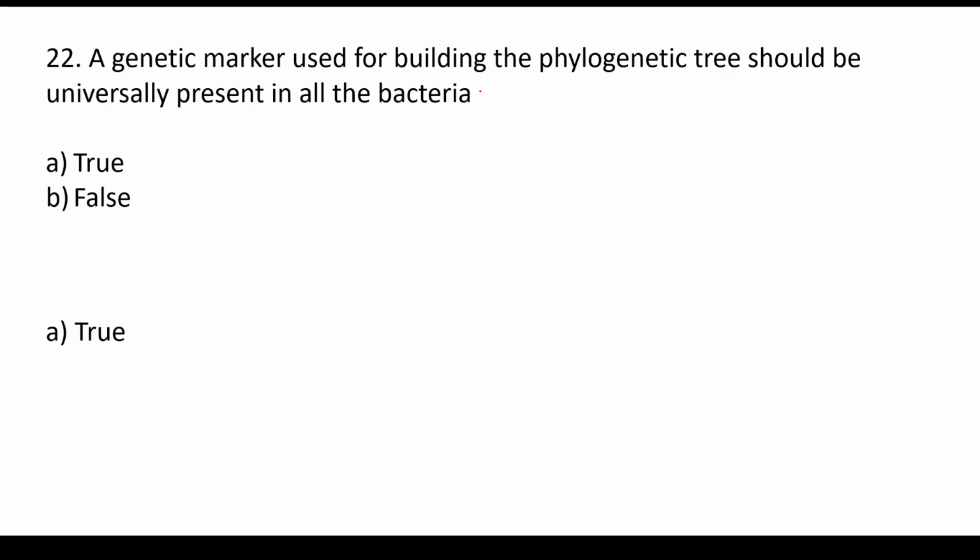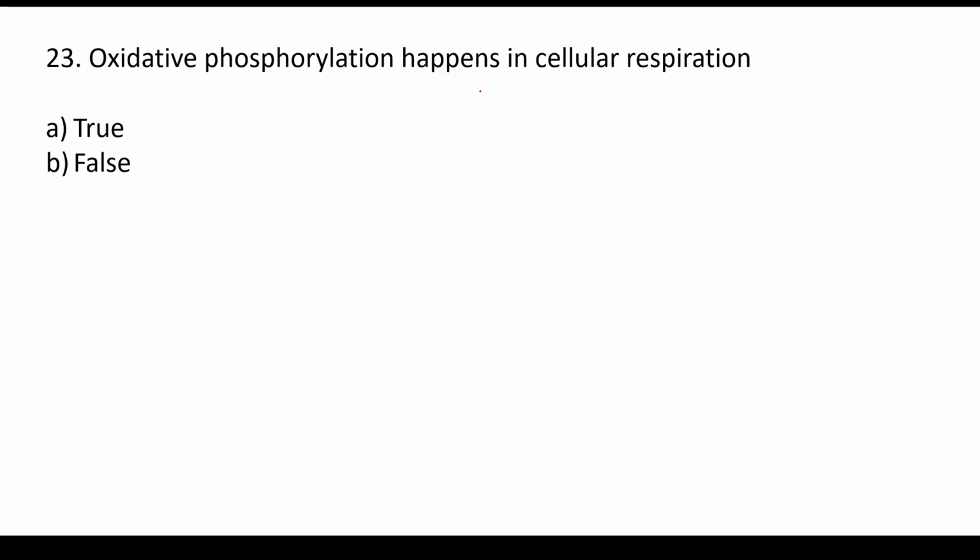So the answer to this question is true. They will always have a common root. Then only this phylogenetic tree can be constructed. The next question is: oxidative phosphorylation happens in cellular respiration. Is it true or false?